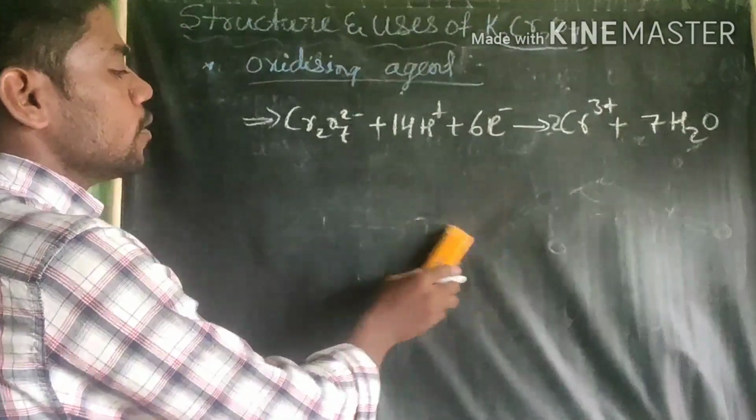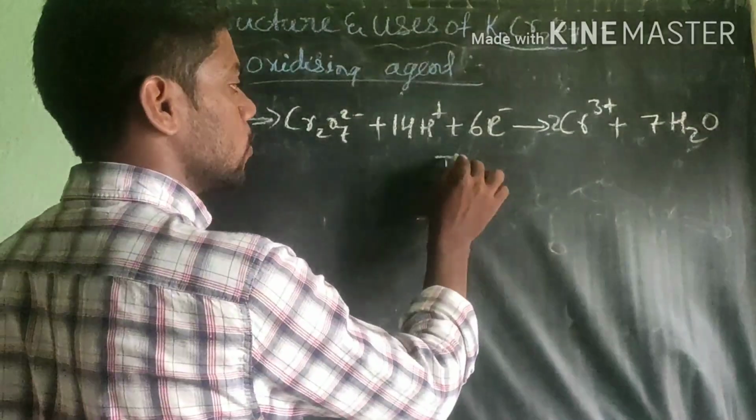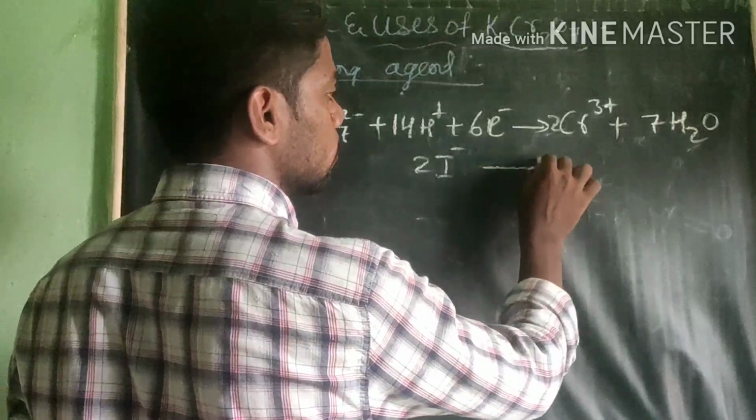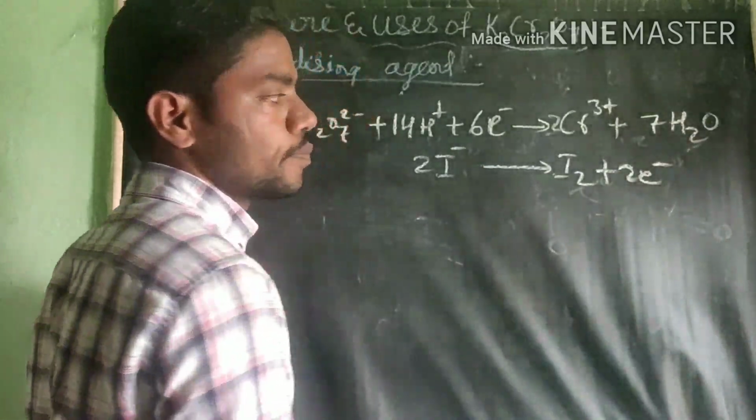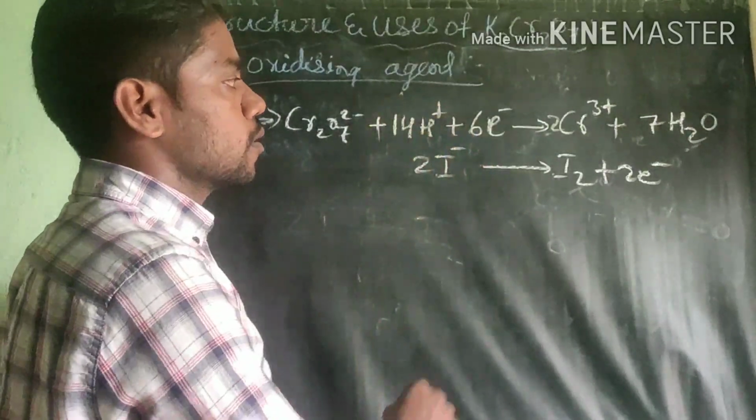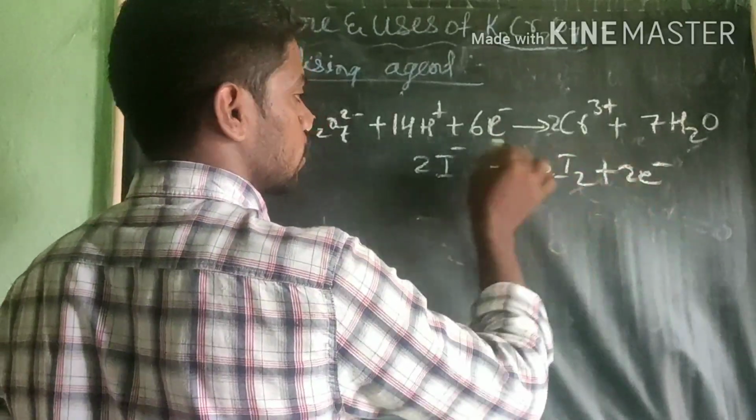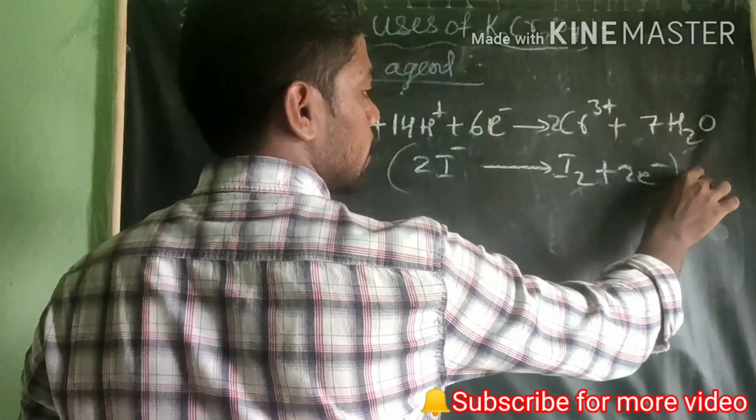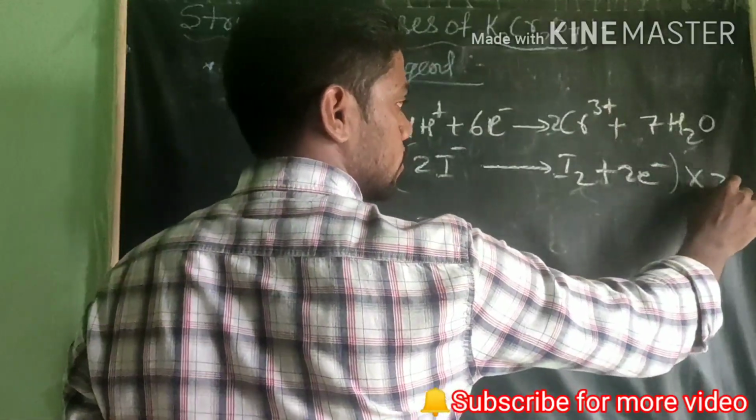Okay, look, this is the basic equation. Whatever question is asked, you have to write this. Then we know that 2I minus is converted into I2 with liberation of 2 electrons. Yes, right, we know this. This is the basic equation. Balance the electrons. Here there are 6 electrons, there only 2 electrons. Therefore multiply this equation by 3.